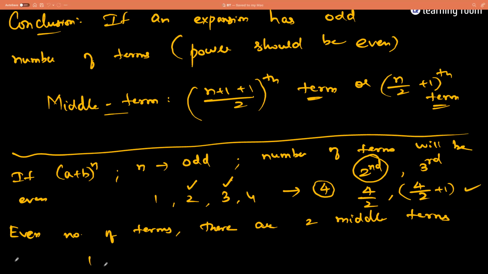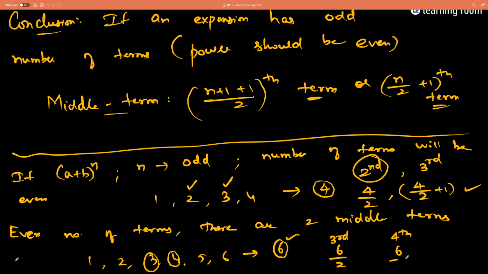Good. So similarly, if I have 6 terms, 1, 2, 3, 4, 5, 6, tell me what are the two middle terms? Third and fourth. So if I have 6 terms, middle terms will be third and fourth. So how to get the third from 6 terms? It is 6 by 2 and 6 by 2 plus 1. Correct? Do you understand the logic I'm saying? Yes, sir.